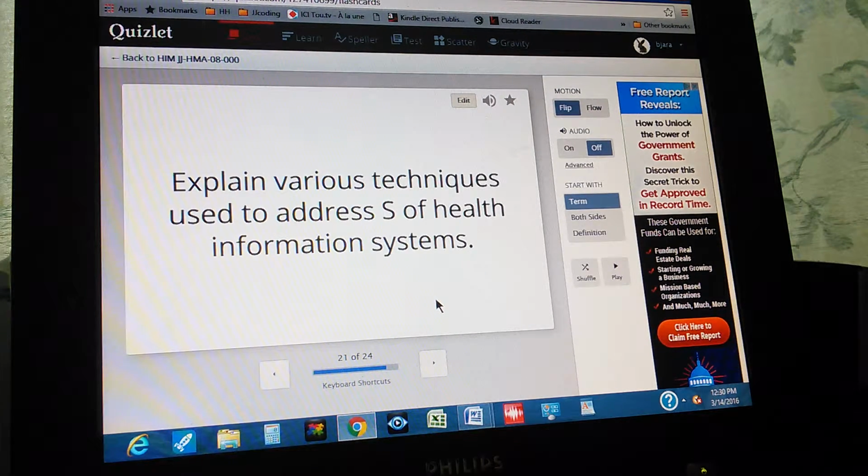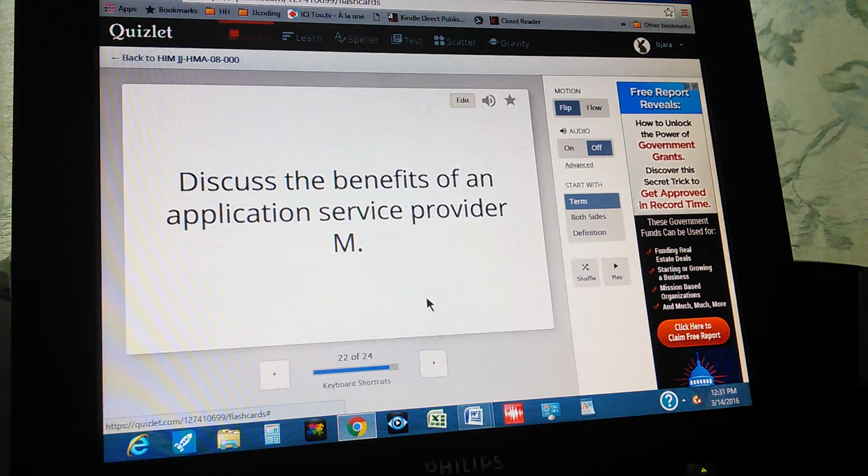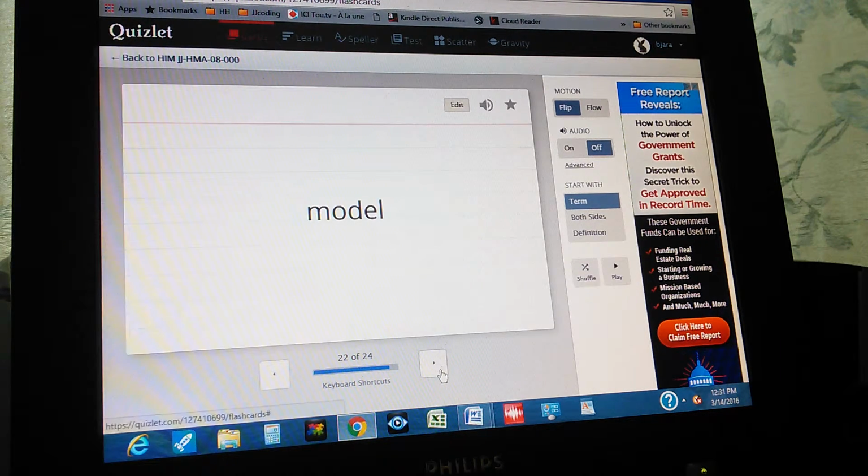Explain various techniques used to address S of health information systems. What's S? Security. Thank you. Discuss the benefits of an application service provider M. What's M? Model. An application service provider model.